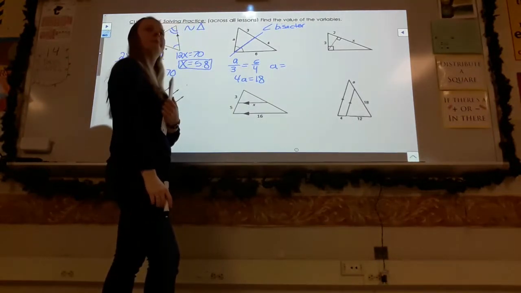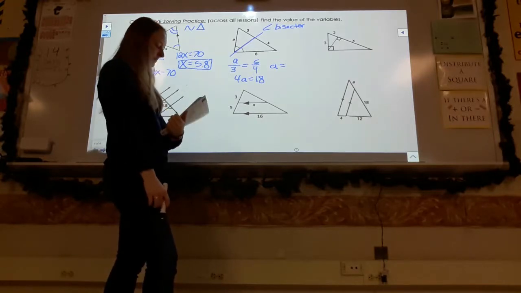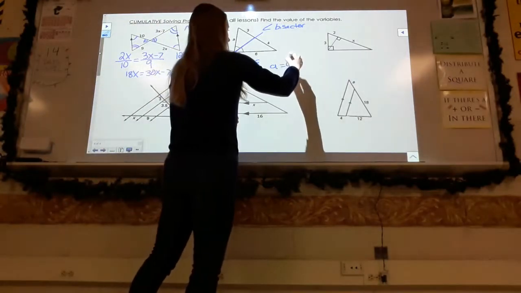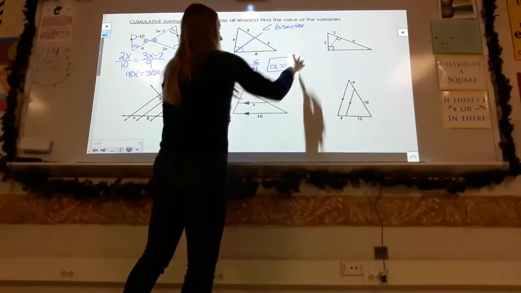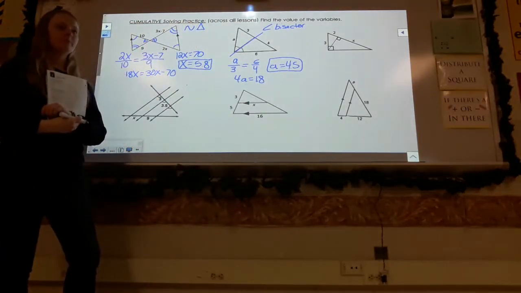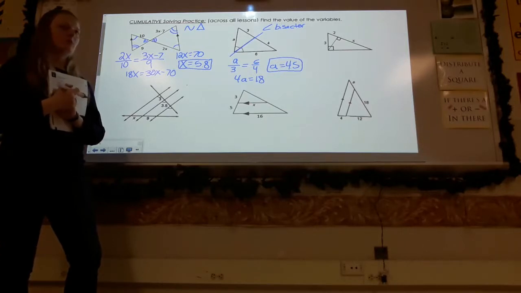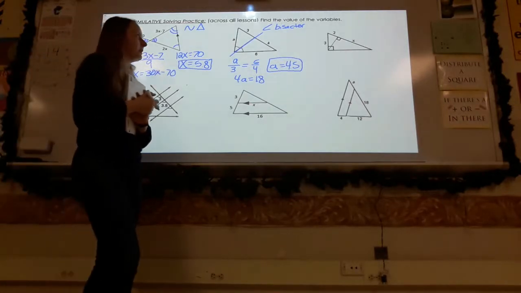Divided by 4. $4.5. That's how you finish that one. For the first one that we did, could we just stop after finding x, or would we have to find the side? No, they would just say find x and move on.